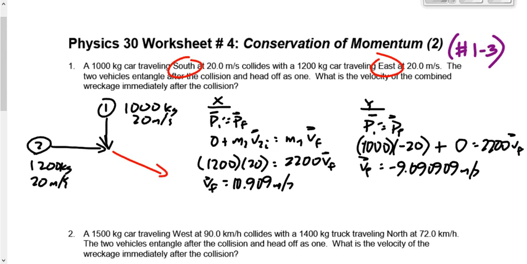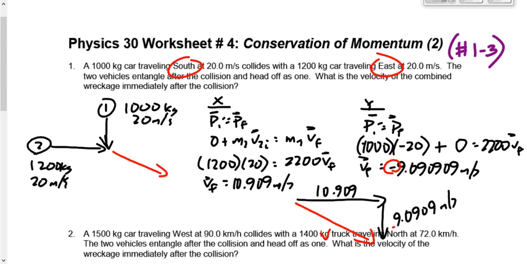Now we just redraw it. We got 10.909 and 9.0909 meters per second. A couple people asked me, at this point, did we just drop the negatives? Yes. At this point, you just drop the negatives. The negative up here was to indicate a direction. We're indicating the direction down here by the arrow that we've drawn. We don't need a negative to show direction anymore. We've got a picture that shows direction.